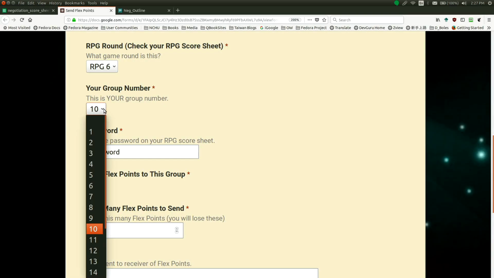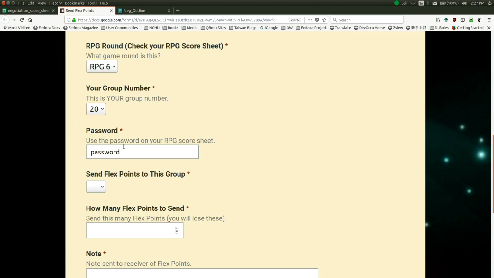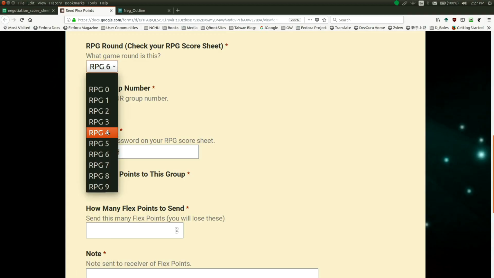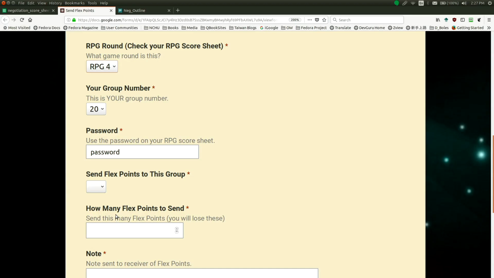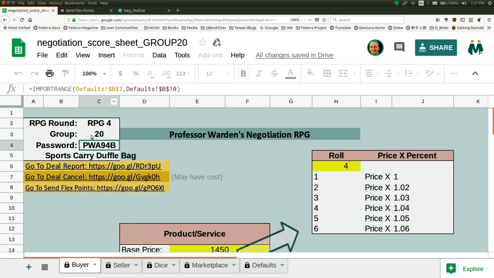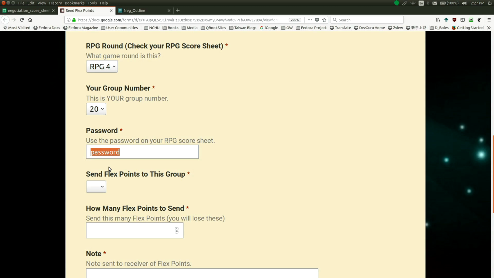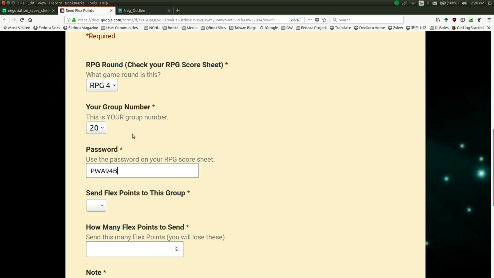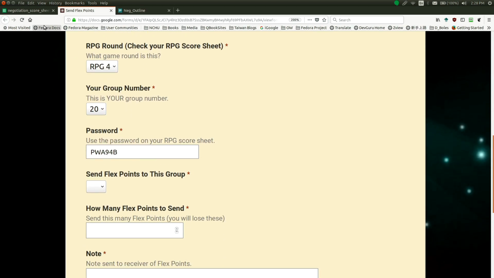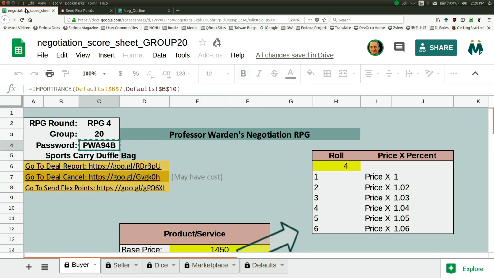Okay, so this is going to be group number 20, and we're in RPG number 4. Okay, there we go. And I'm going to get my password, so I go back to my game page, grab my password, the group, put that in there. So you see all that information. Where do you get it from? You get it right from the top of your game page, right up here, everything you need.